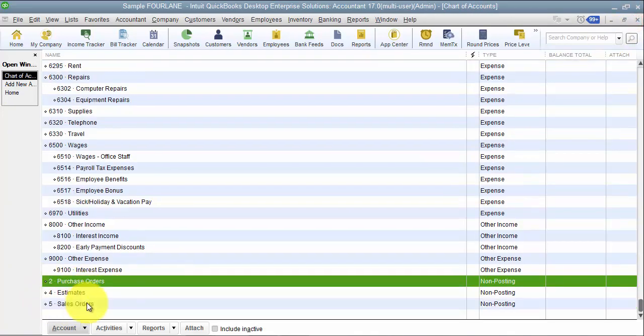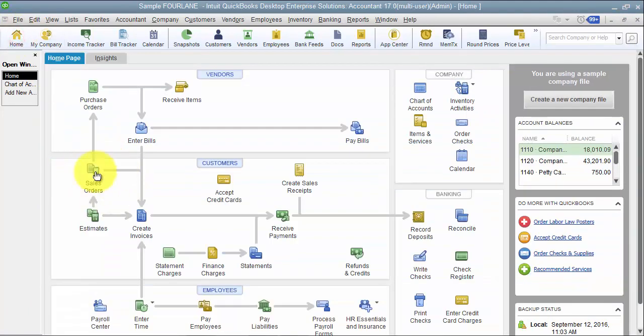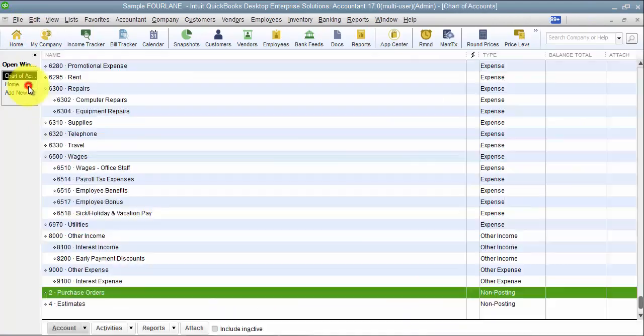If you don't see them, it's probably because you don't have that turned on in QuickBooks. So if you don't use sales orders, you can tell that. If sales orders is not here on the home screen, then you wouldn't see that on your chart of accounts here as well.